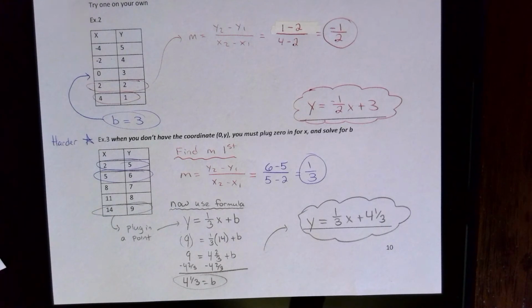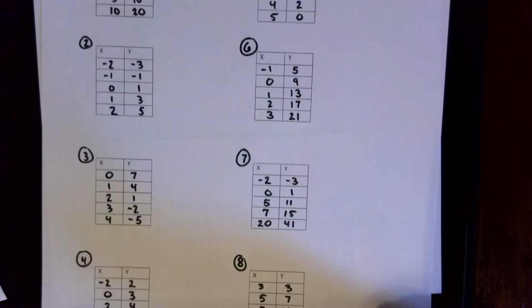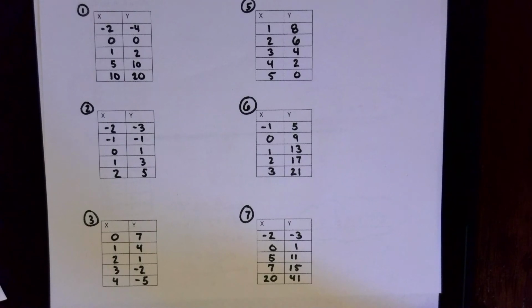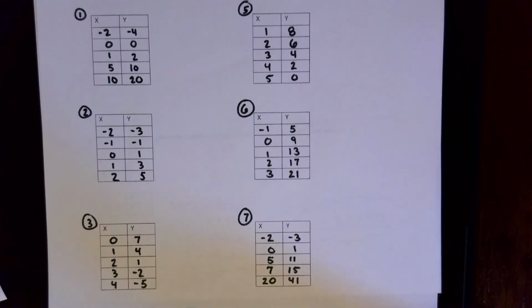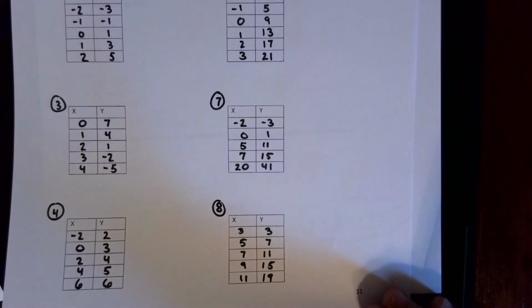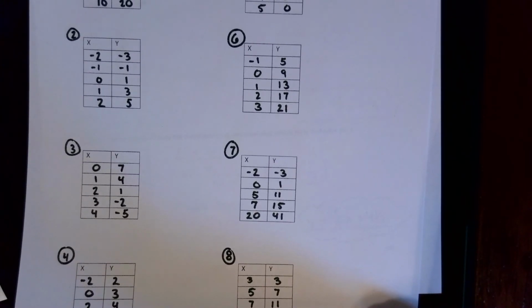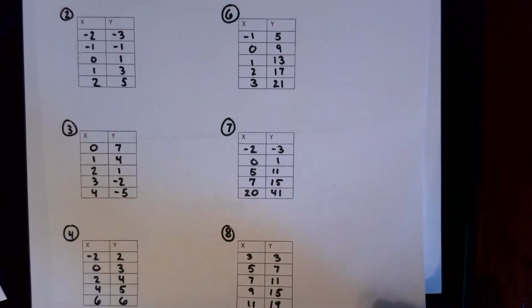So your homework for tonight is to find the equations on page 11. If you glance through it pretty quick, you can see that there is a 0 in the x column on almost all of them. Number 5 doesn't have a 0 in the x column. Number 8 does not have a 0 in the x column. So 5 and 8 should probably be the trickiest ones. The rest of them should be pretty straightforward here.